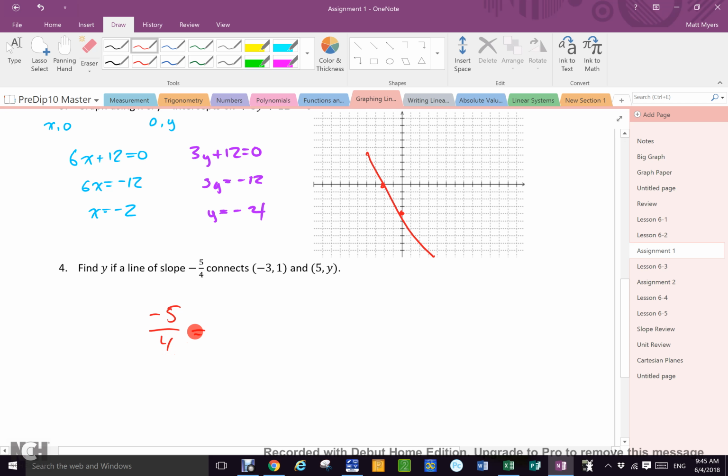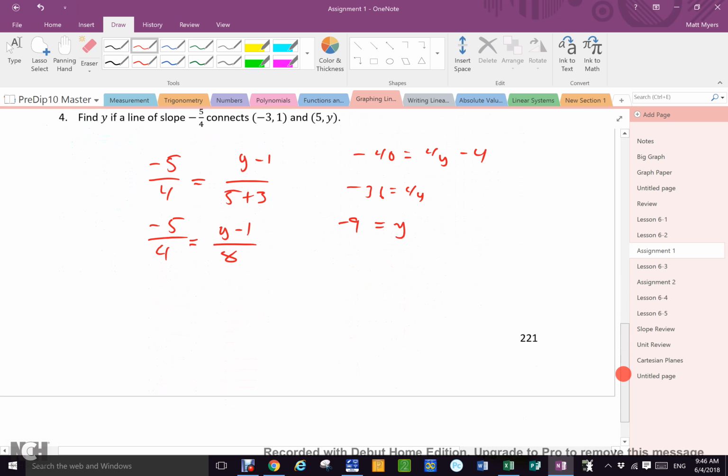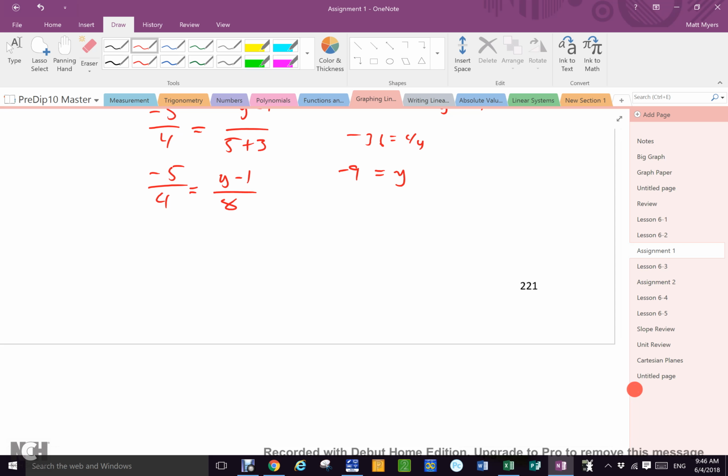Negative 5 over 4 equals y minus 1 over 5 plus 3. Negative 5 over 4 equals y minus 1 over 8. Negative 40 equals 4y minus 4. Negative 36 equals 4y. Y equals negative 9. Any questions? Everyone should have done page 221 perfectly. Yes? See what I did there?